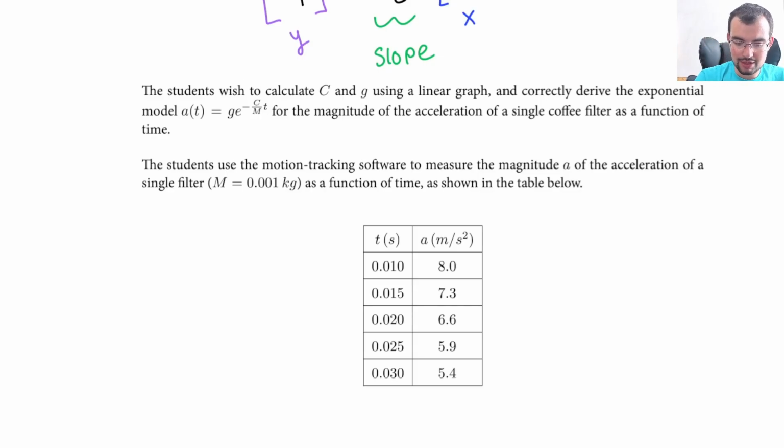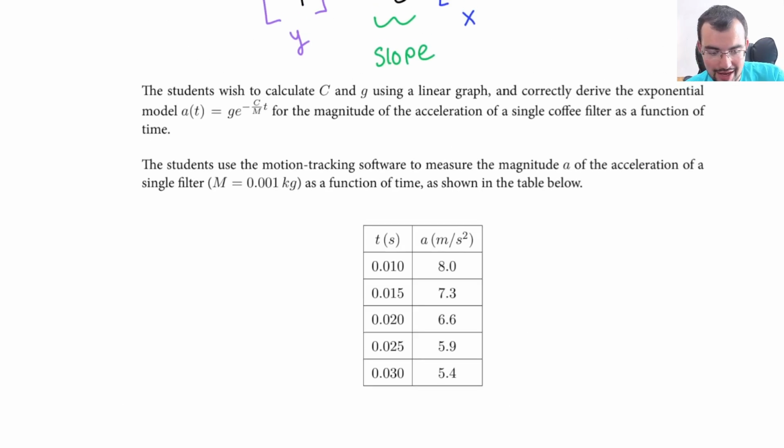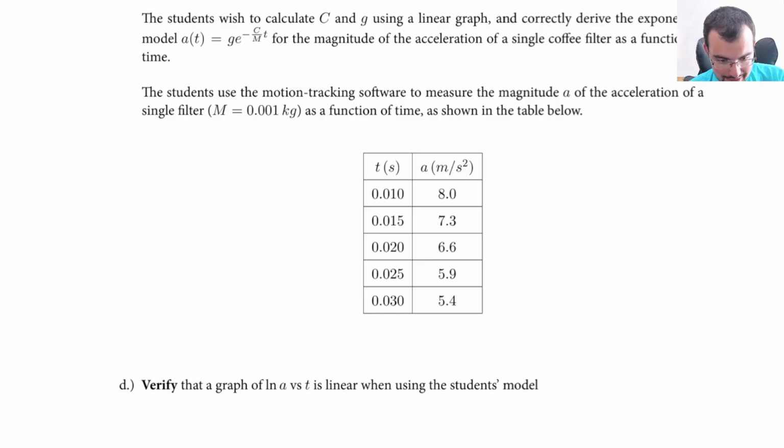So the students have plotted the acceleration as a function of time. So we do have that, right? We have a and we have t. So we do know that this is our equation that we're going to use because of the mass of the coffee filter. And I'm just telling you that whenever you have an exponential like this, a decay function only, you can log both sides and that gets you a straight line.